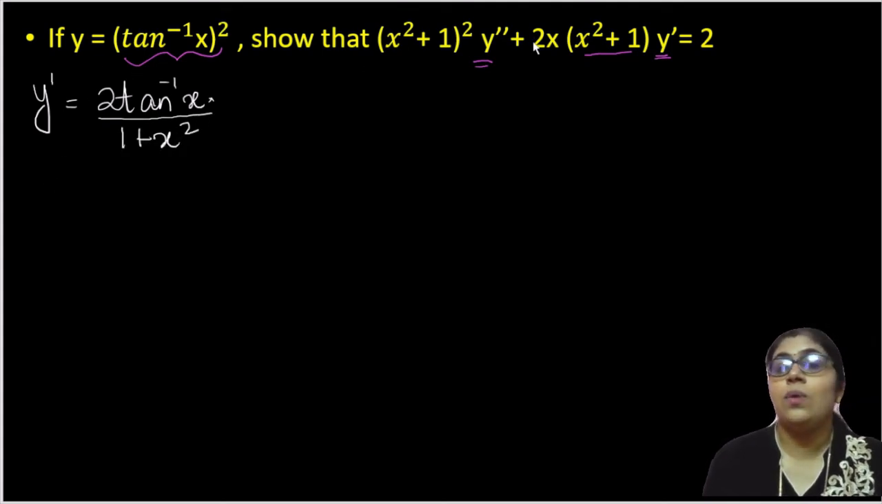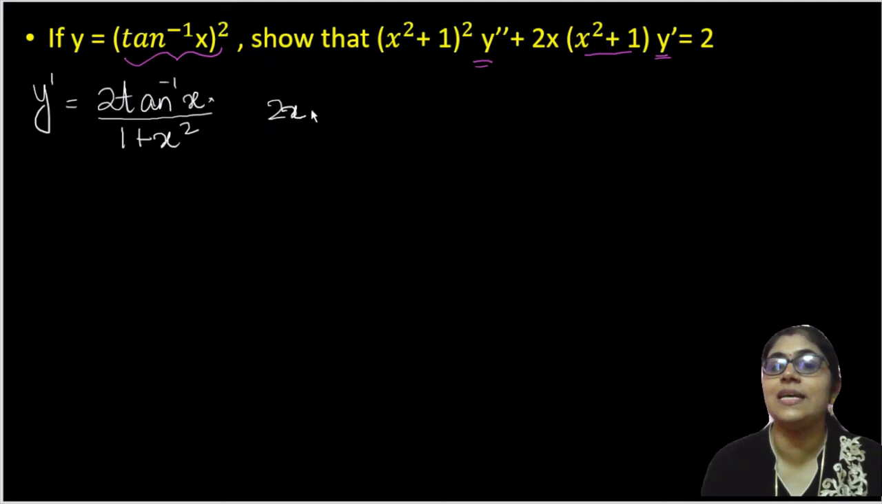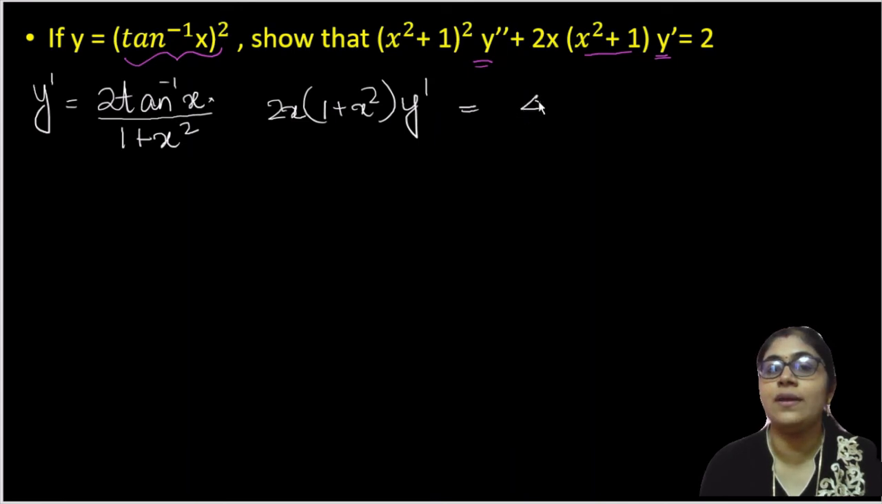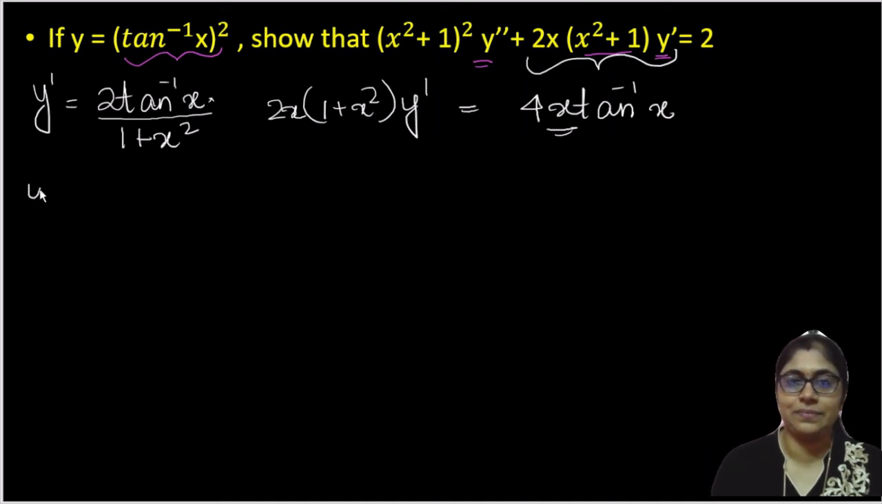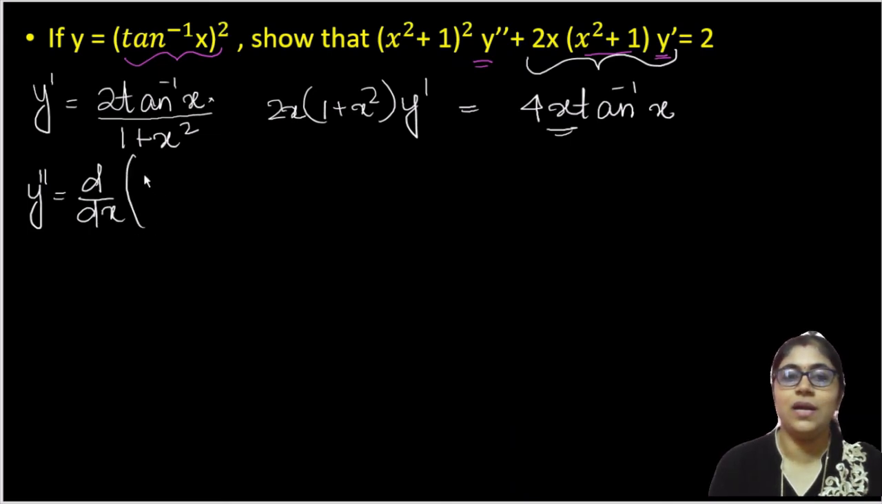Now what is 2x into x square plus 1 y dash? So 2x into 1 plus x square y dash, where 1 plus x square will be cancelled. So 4x tan inverse x is the answer for this portion. Now let's find out y double dash. Y double dash is d by dx of 2 tan inverse x by 1 plus x square.